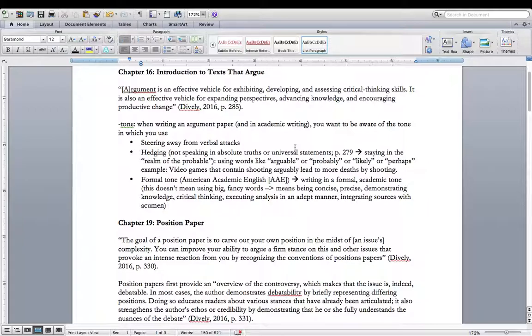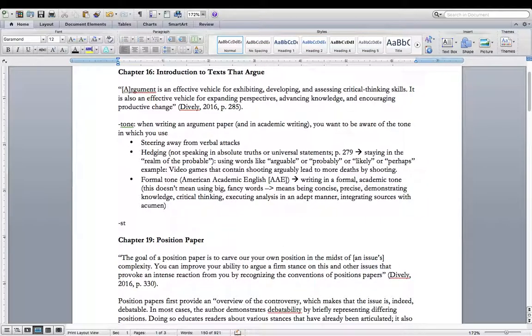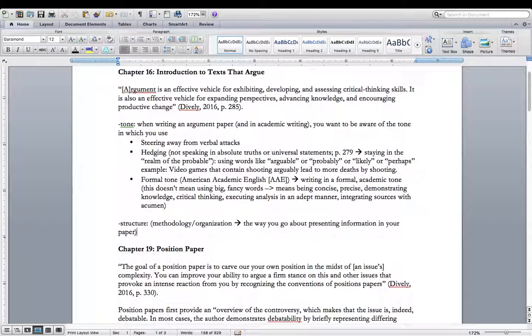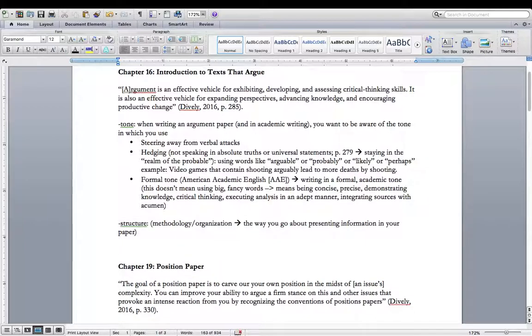Okay, and then she goes on to talk about structure. She first talks about tone, and then she talks about structure. And the structure is, I've used the word methodology before, that's what it is. It's organization. It's the way you go about presenting information in your paper. And then she uses the Toulmin's taxonomy, and this is on page 280 in your textbooks.